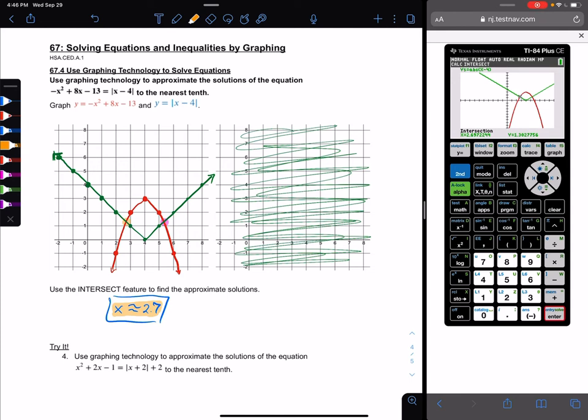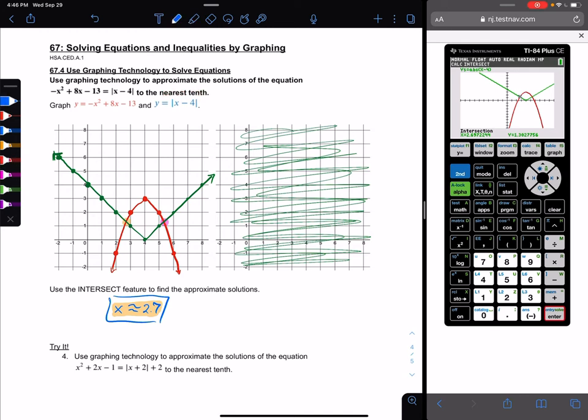You'll get a better answer every single time using the intersection feature rather than the table feature. So x is approximately 2.7 at that point. All right, if you want to say 2.697, that's fine. Usually they'll tell you what decimal place to go to. They actually did, and I forgot about it. They said to the nearest tenth. So 2.7 is good for this problem.